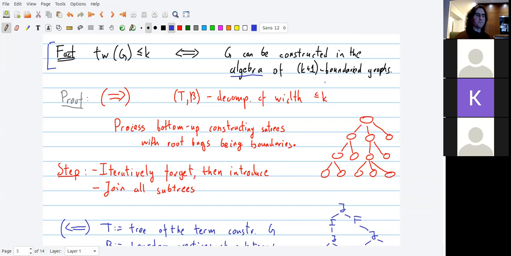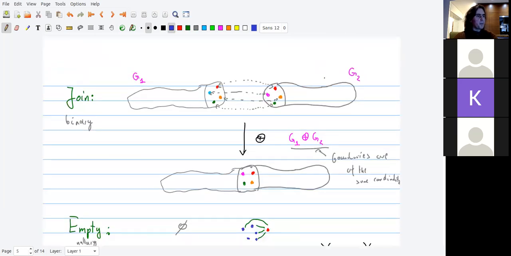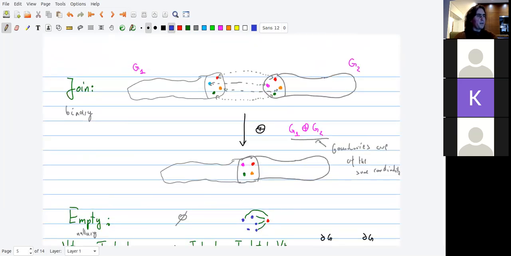because the bags should be of size at most k+1. Excuse me, can you repeat how we do the join operation? Yeah. In order to make a join of two boundaried graphs, G1 and G2, we need to take those two and put them next to each other, so take their disjoint union. And we need to specify how we are joining the boundaries, so we need to specify a bijection between the boundaries.